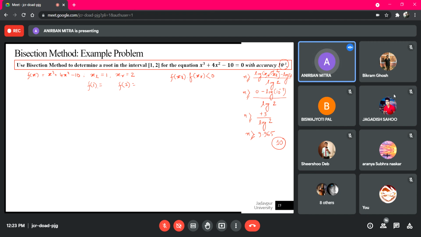So what is f of 1? This is 1, 4, 5, minus 5. So minus 5 here, and this is going to be 8. So this is 16, 24 minus 10, this is 14. So this one is negative, this one is positive. So obviously f of 1 multiplied by f of 2 is less than 0. So there is a root, you can say at least one root in this interval.